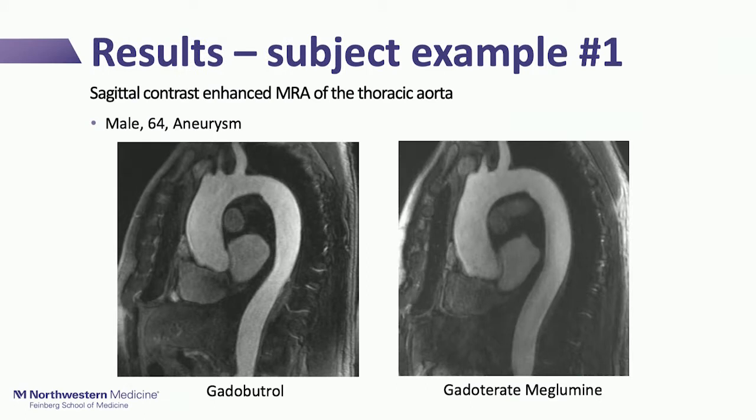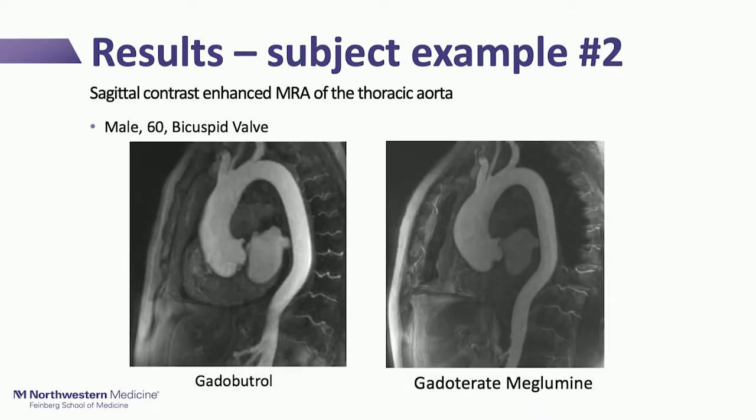So here is an example of one patient with their scans both side by side with the Gadobutrol and the Gadoterate Meglumine. And you can see that they are pretty comparable. One might be a little bit brighter, but when you're looking at them and not knowing which kind, it shows that they can be used interchangeably.